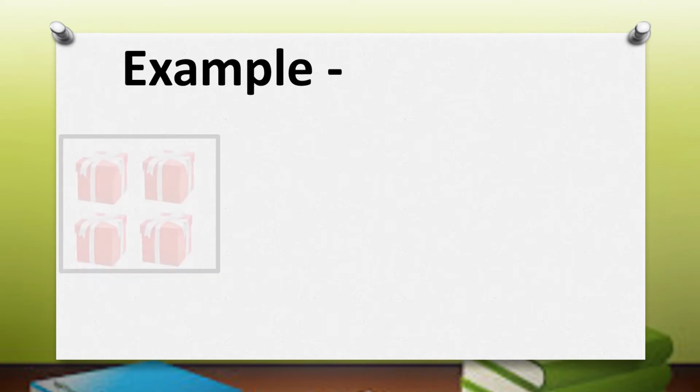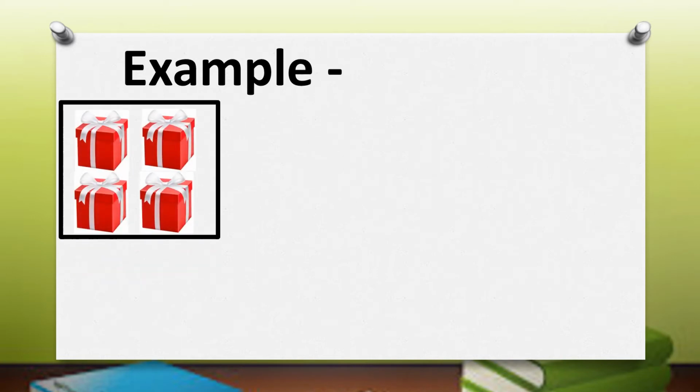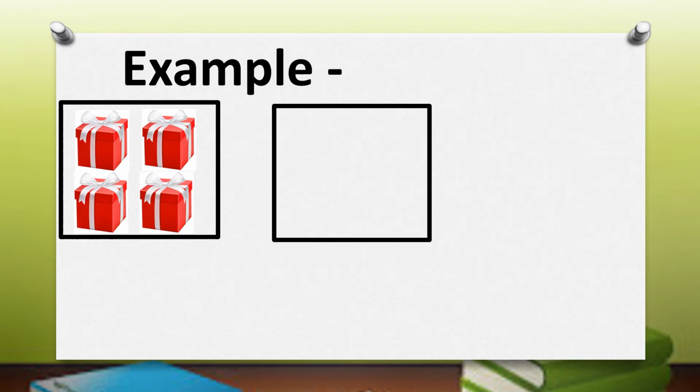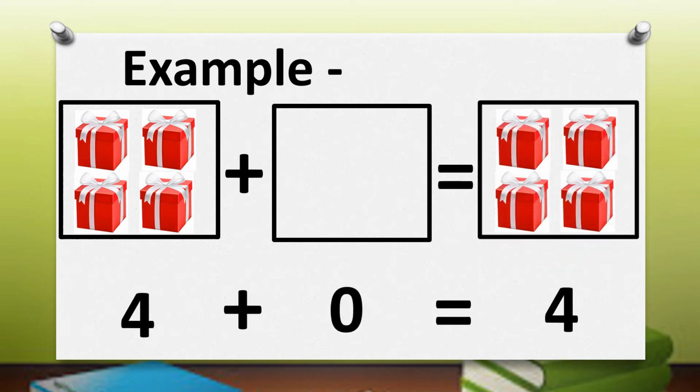In this example, in the first box there are 1, 2, 3, 4. 4 presents. And in the second box there is no present, which means 0 presents. So now we need to find the total number of presents. And for that we need to add. So 4 presents plus 0 presents is equal to 1, 2, 3, 4. 4 presents. So 4 plus 0 is equal to 4.